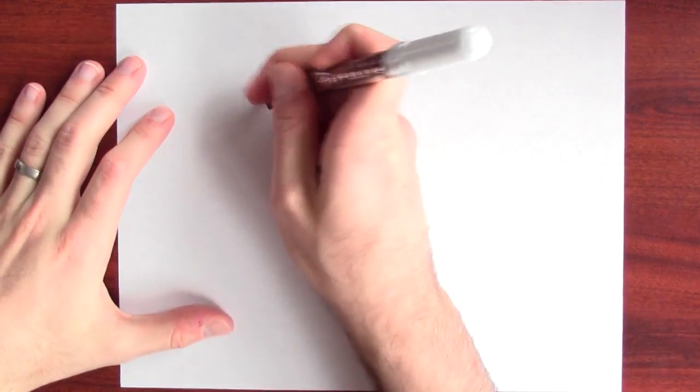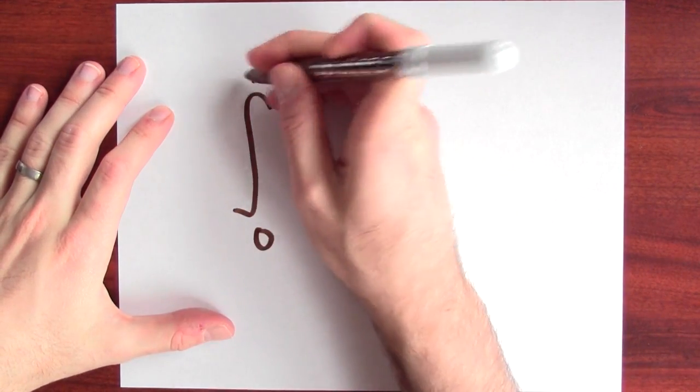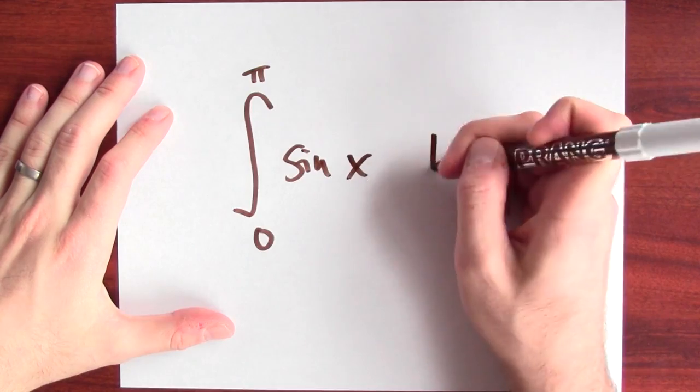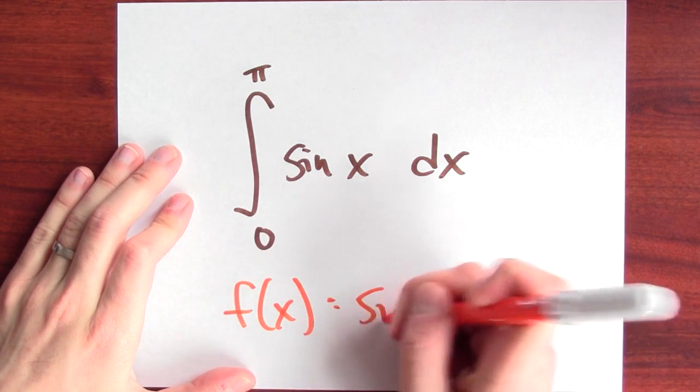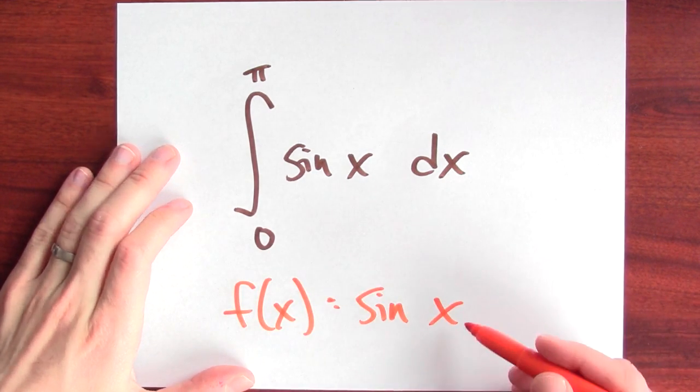Let's use the fundamental theorem of calculus to evaluate an integral. Let's do the integral from 0 to pi of sine x dx. Let's call this function little f. So f of x, little f of x, will be sine of x.